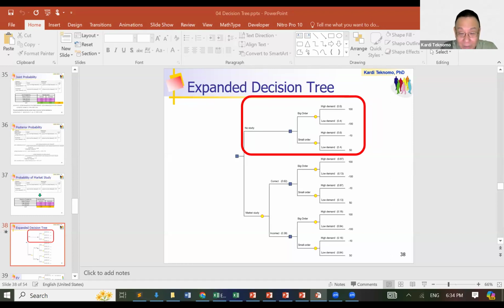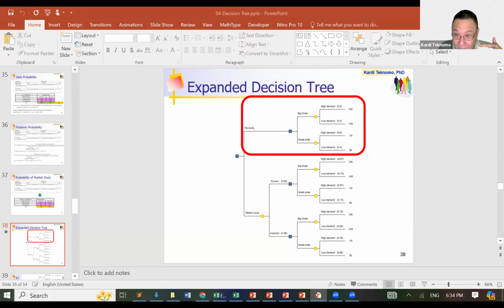Now, if it is correct, again the same. This is the usual decision point, whether this is big order or small order. But if you have no study, the high demand, low demand is this one, 60% and 40% and this other value. But if your study is correct, again you have a possibility of big order and small order, and high demand, low demand. But now the probability is different.